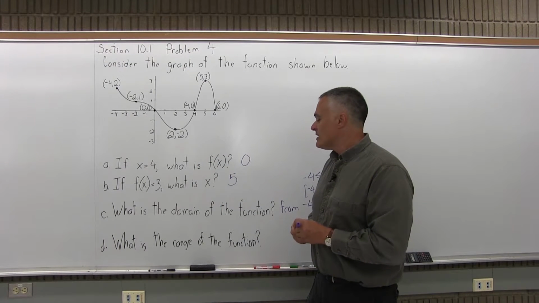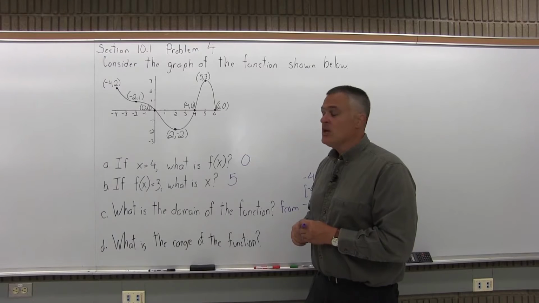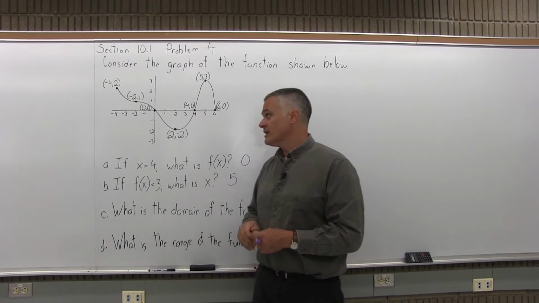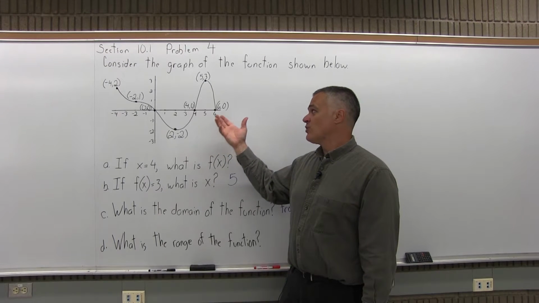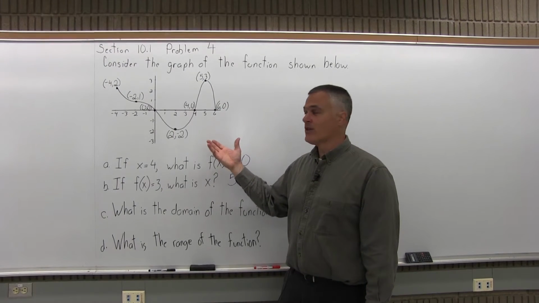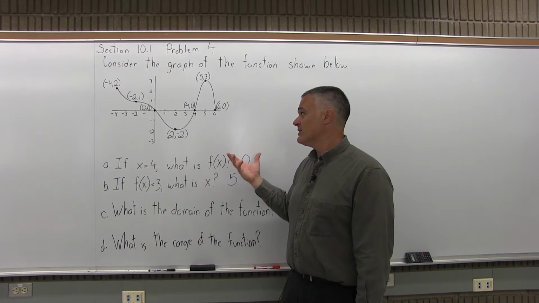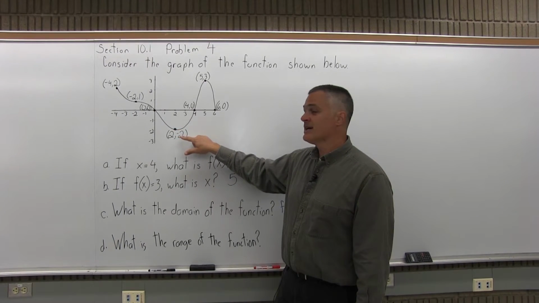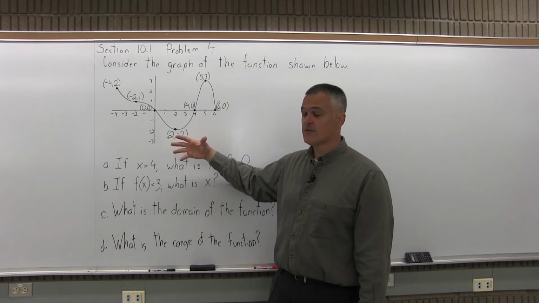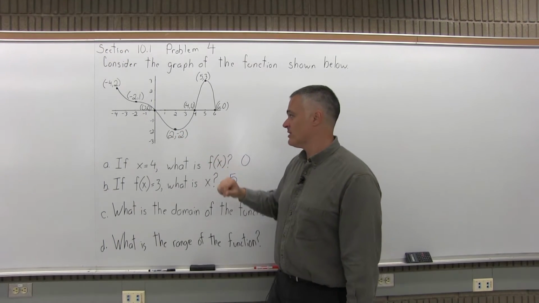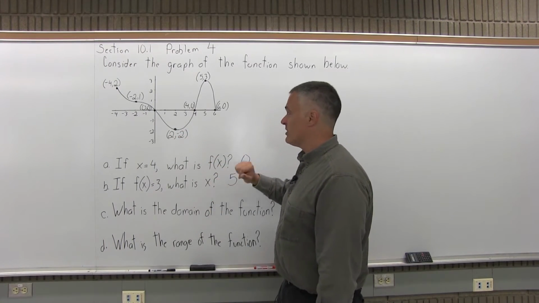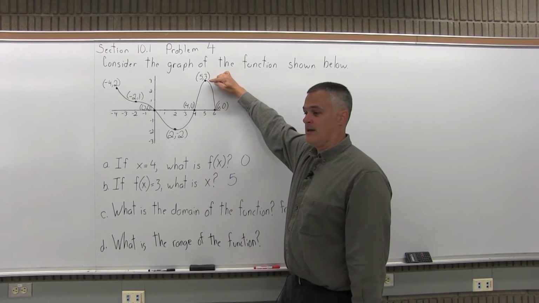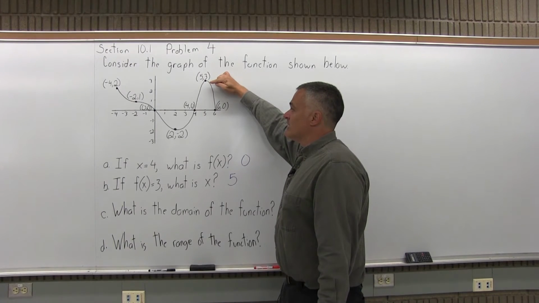Part D says, what is the range of the function? The range of a function is what you can get as an output value from the function. In terms of the graph, it's what y values are covered by the graph. The lowest point on the graph is labeled 2, -2. So it has a y-coordinate of -2. That's the lowest y-coordinate you can get, or the lowest output you can get. And the highest point on the graph is labeled 5, 3. So the highest output you can get is +3.